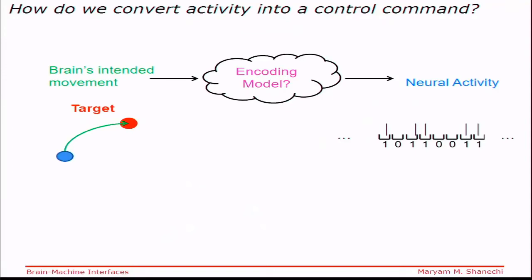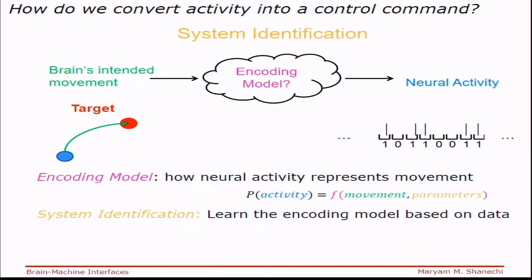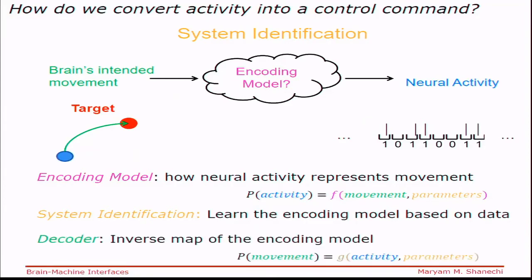In general, what we do is we build a model that we call the encoding model. So this encoding model will tell you how this movement, which is the intended movement of the subject, is represented in neural activity. So in effect, what it's doing is giving you a distribution of the activity given the intended movement and some model parameters. And we have to, of course, learn these model parameters, a problem that we call system identification. Once we learn this model and these parameters, then what we do is we develop a decoding algorithm, which is really an inverse map of the encoding model and gives us a distribution on the likely intended movement given an activity that you observe and the learned parameters.